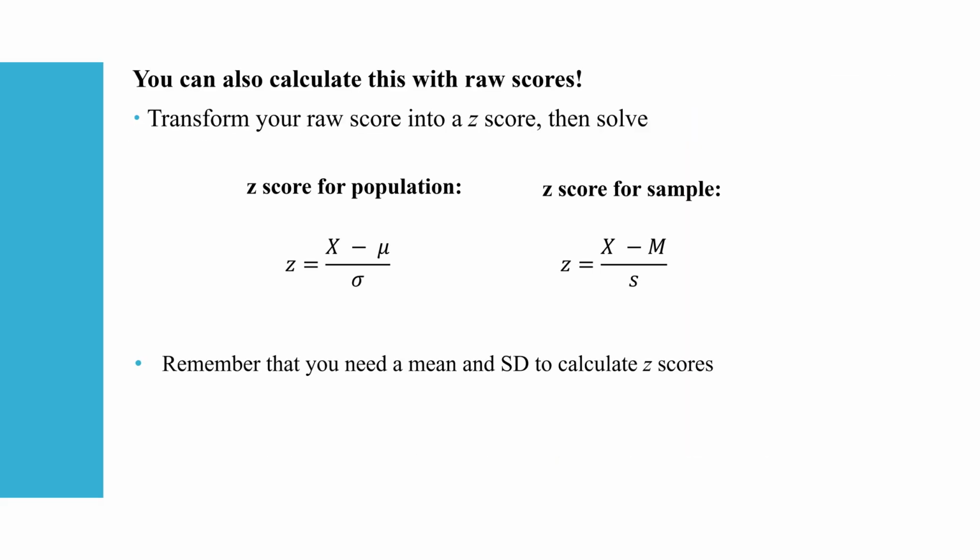You can also calculate percentages above and below a score when you have a raw score. You would just calculate the z-score first and then proceed as usual. I put the equations for calculating z-scores from populations and samples on the screen, but please refer to the Chapter 5 lecture if you need a refresher on this. And just as a reminder, to calculate z-scores, you do need a mean and standard deviation. So make sure you either have that information or have the ability to calculate it yourself if given a raw score.